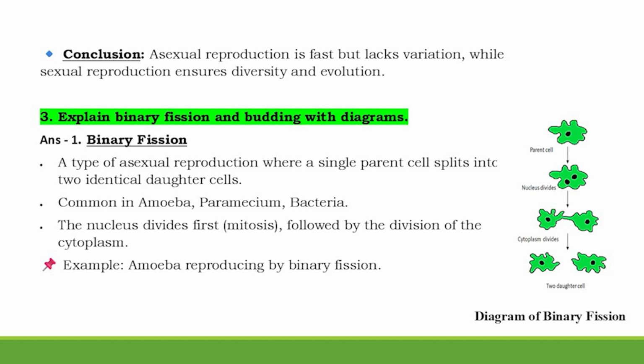3. Explain binary fission and budding with diagrams. Answer: 1. Binary fission, a type of asexual reproduction where a single parent cell splits into two identical daughter cells. Common in amoeba, paramecium, bacteria. The nucleus divides first, mitosis, followed by the division of the cytoplasm. Example: amoeba reproducing by binary fission.